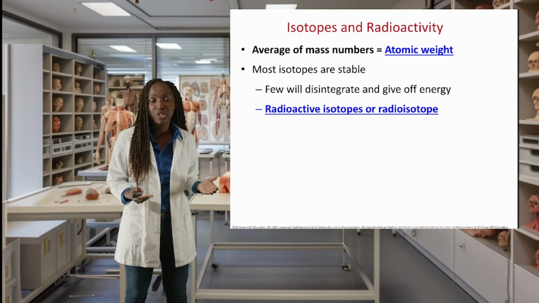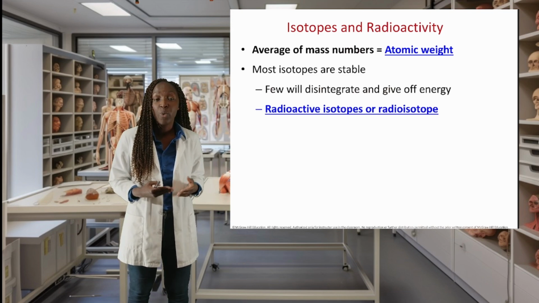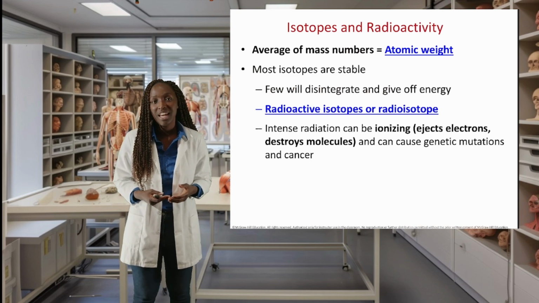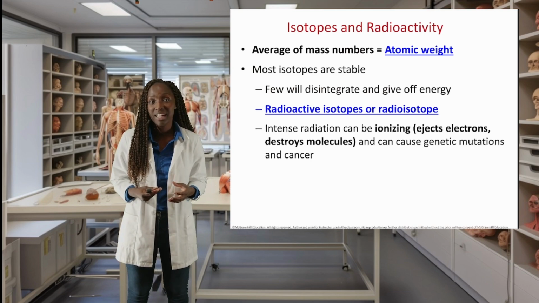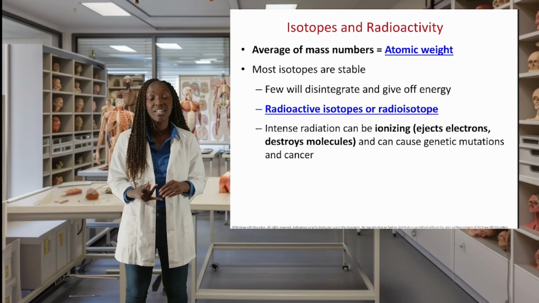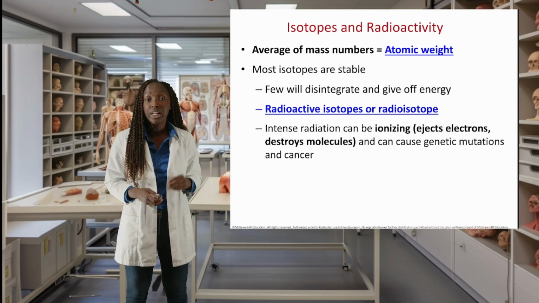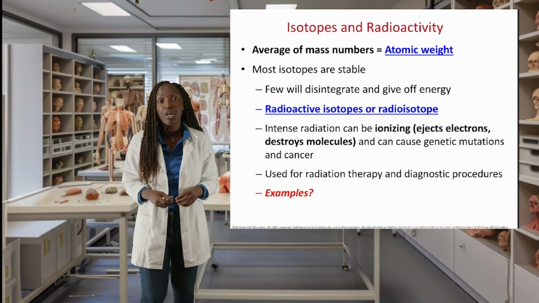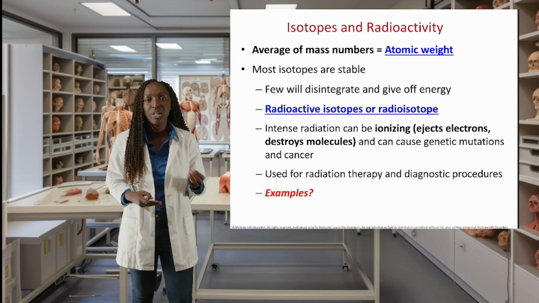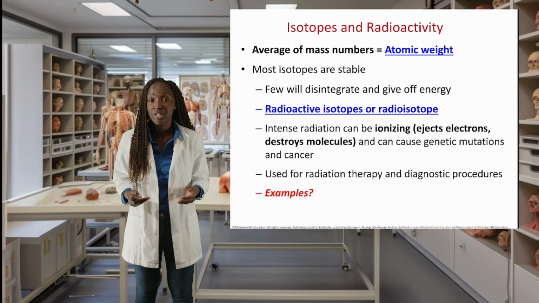Now, most of these isotopes are stable. However, a few of them will disintegrate and give off energy. We call those radioactive isotopes or radioisotopes. They have intense radiation that can be ionizing. They're ejecting electrons and destroying molecules. And this can lead to genetic mutations and even cancer. However, we can use these radioisotopes for radiation therapy and diagnostic procedures. For example, if we're trying to look at thyroid activity, we can use radioisotopes to help us visualize that.